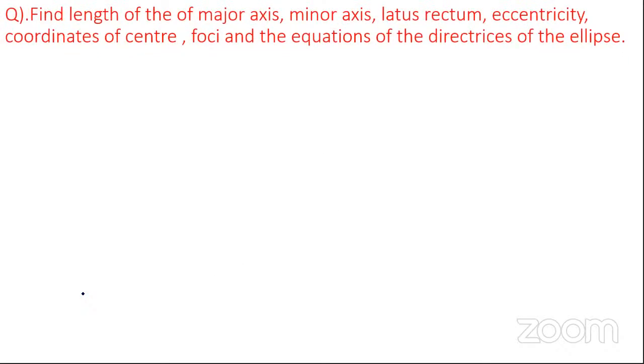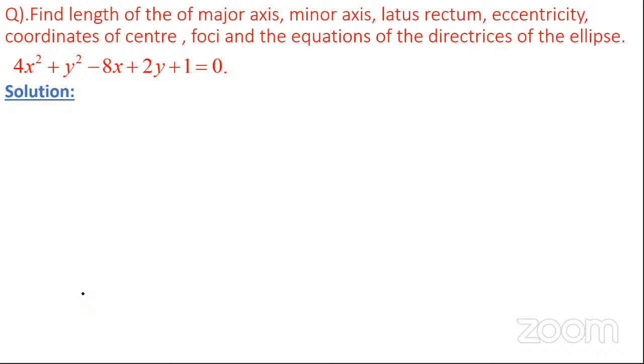Next. Find the length of the major axis and the minor axis, latus rectum, eccentricity, coordinates of the center, foci, and the equation of the directrices of the ellipse 4x square plus y square minus 8x plus 2y plus 1 equal to 0. For the solution, we have to change the equation into x minus h whole square by a square plus y minus k whole square by b square equal to 1, where a is greater than b or a is less than b.